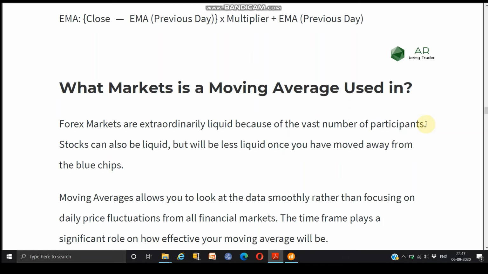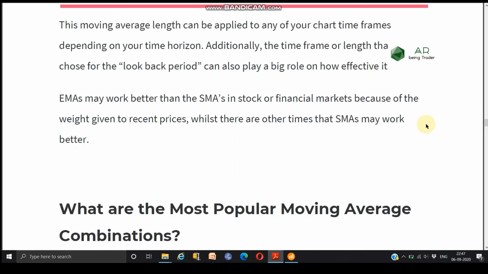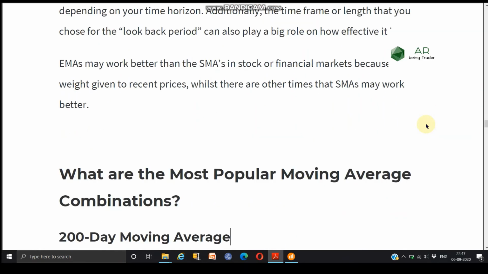Now, what markets is a moving average used in? In every kind of market moving averages are used, and it depends upon how we use them. Now, what is the most popular moving average combination? 50 and 200 is the most used combination. Please have those indicators on your chart, because it will help you. This 50 EMA will always act as support and resistance. Always remember this. I will show you a good example.